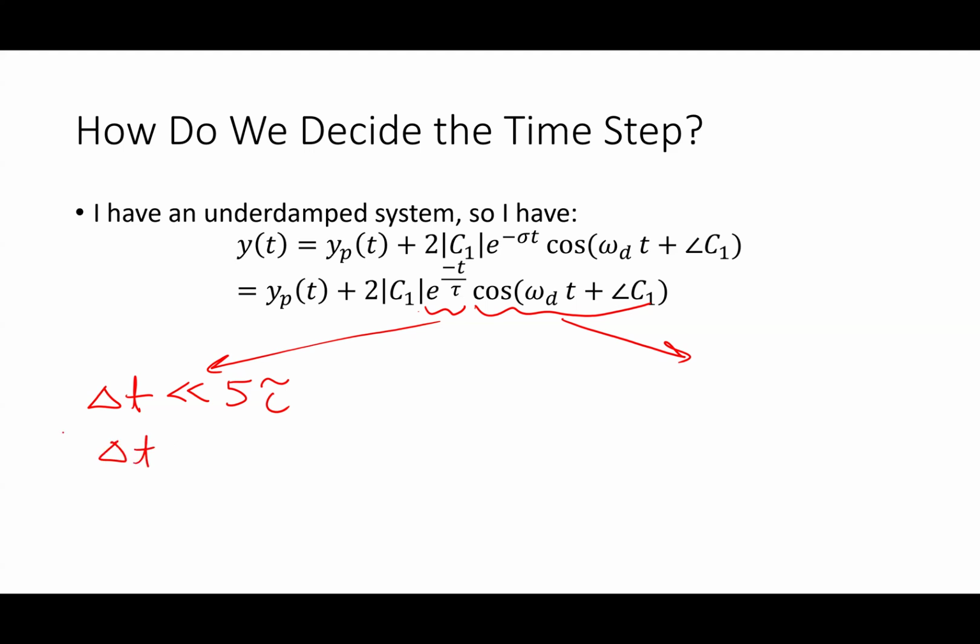Let's say I choose delta t to be less than or equal to 5 tau divided by 100. Let's just say that's what I choose. I could choose 1,000 if I wanted to, or 10,000. I could choose 1/2 if I wanted to, but that would be a bad choice. I want to choose something so that the way I think of this is delta t is 1% of 5 tau. So that's a small amount. Okay.